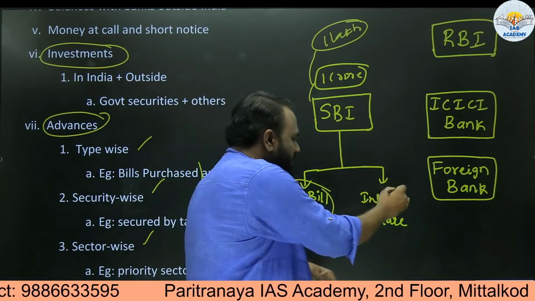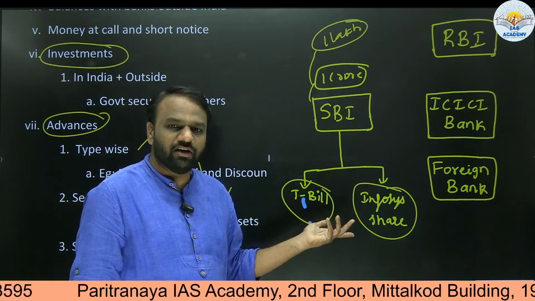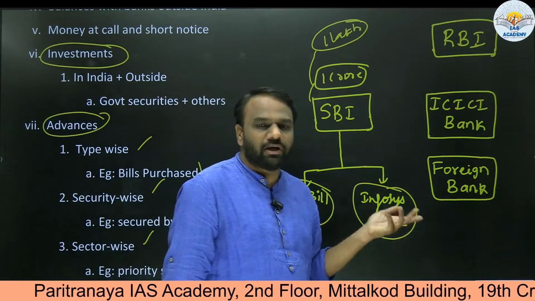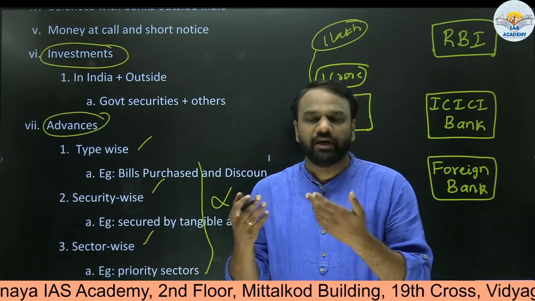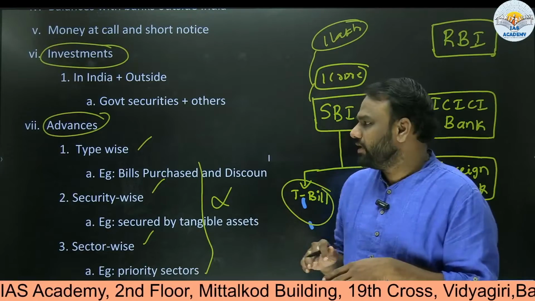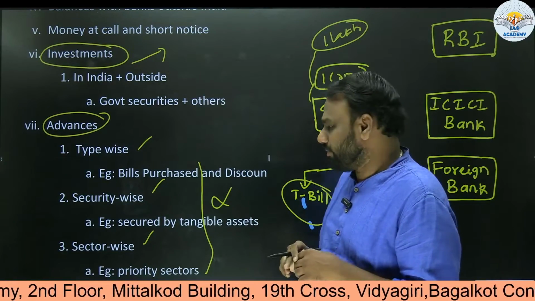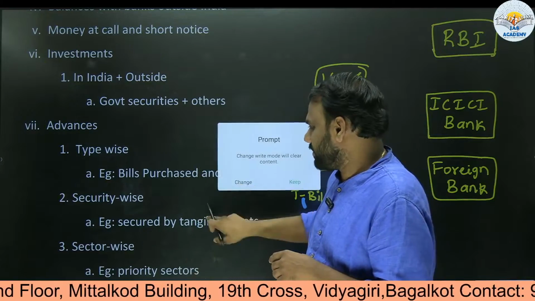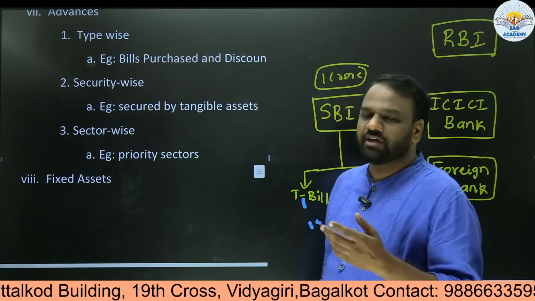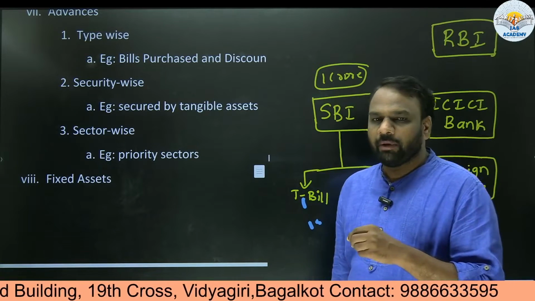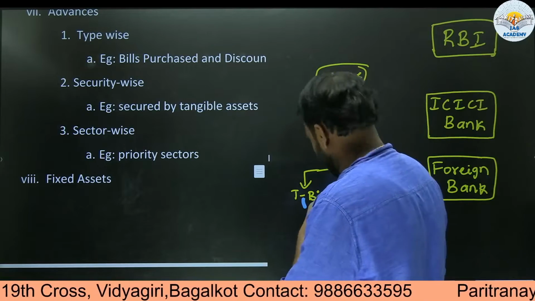Similarly, if SBI purchases shares of Infosys, those shares are also assets of the commercial bank, assets of SBI, because later on when SBI sells the shares of Infosys, it will get back the money. So even investments that have been made are part of the assets of a commercial bank. Next, finally, fixed assets. As I mentioned, fixed assets may be land or some building and all. They are all part of the fixed assets.